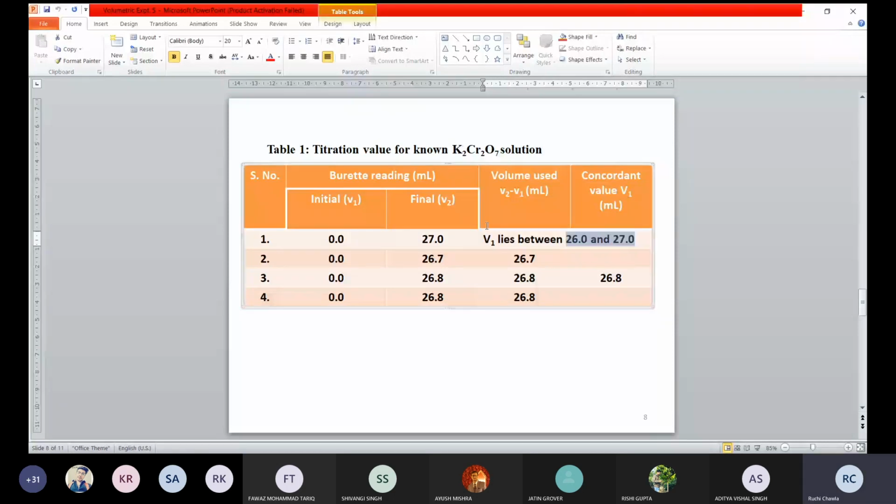So suppose after experimental trial, you come to know that the volume is lying somewhere between 26 and 27. Then you will check after an interval of 0.1 ml and you get the reading as 26.8 as the concordant reading for the known potassium dichromate solution. Again, take a screenshot of this slide.